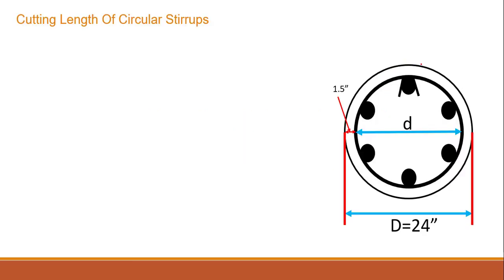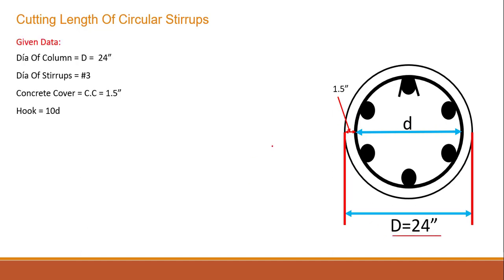Here is basically a circular column whose dia is 24 inch. I am talking about the external dia including concrete. Okay, so D is equal to 24 inch.